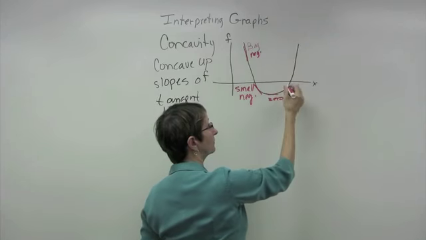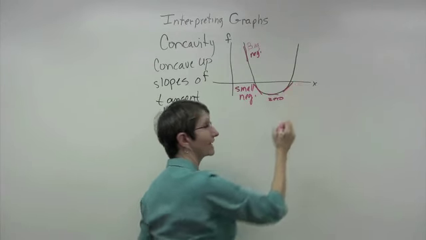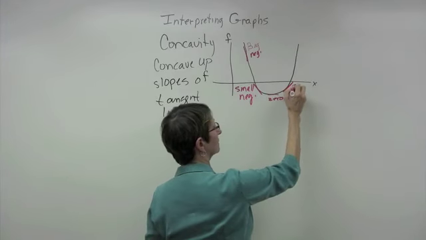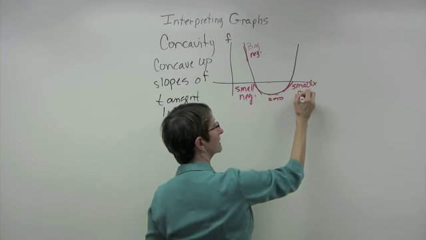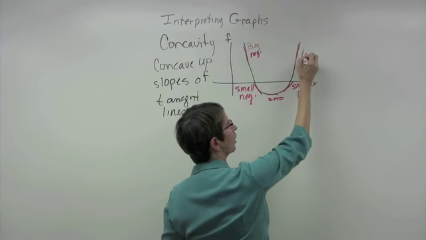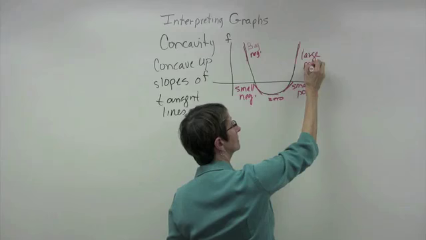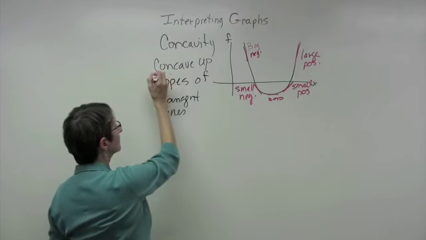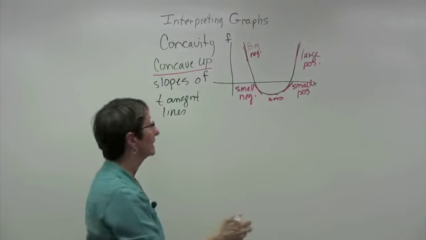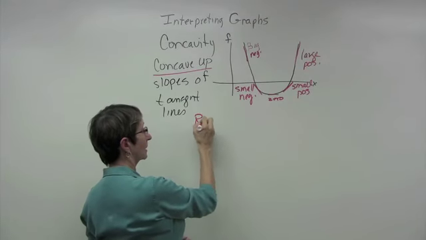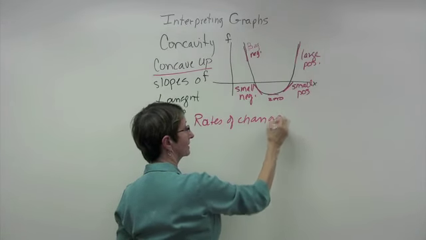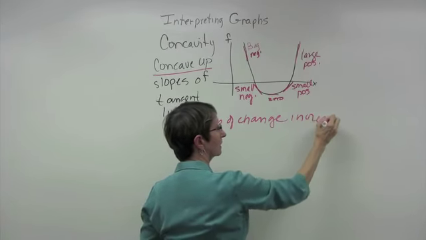And then as we move towards the right, this tangent line has a positive slope, but it's a small positive slope. Small positive, and then as we get up here, it's very steep, so that would be a large positive slope. So for a function whose graph is concave up on this interval, we would say that the rates of change increase from left to right.